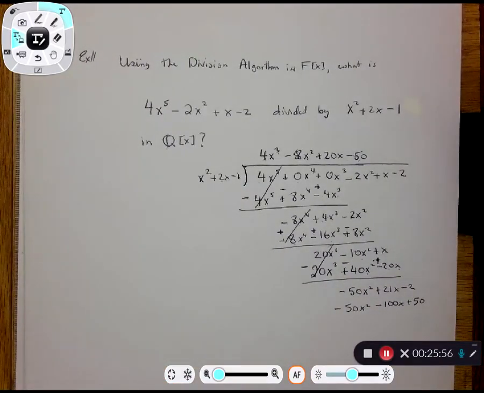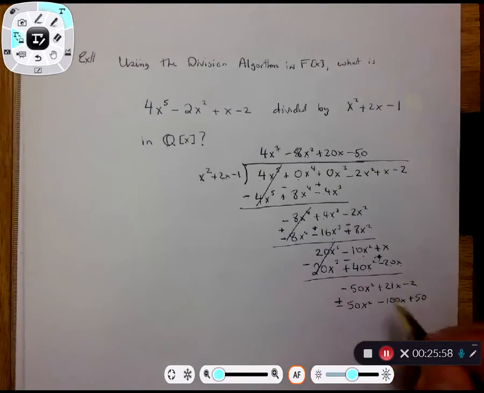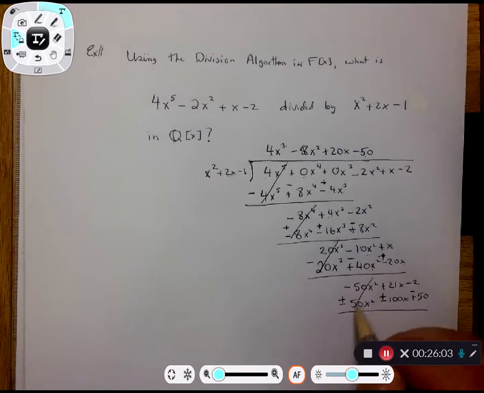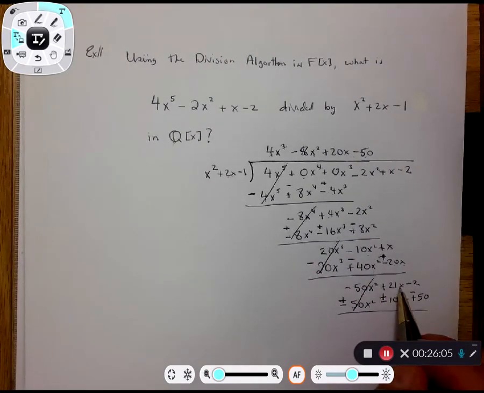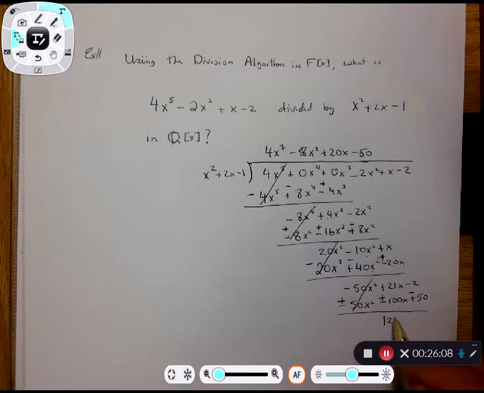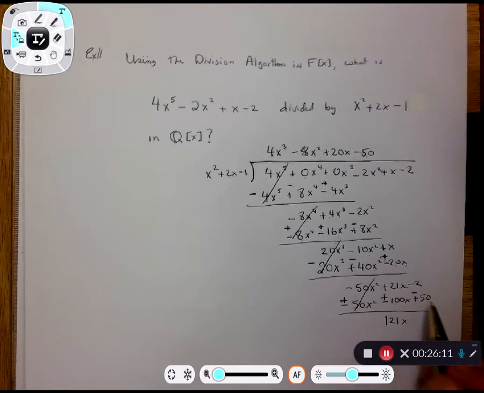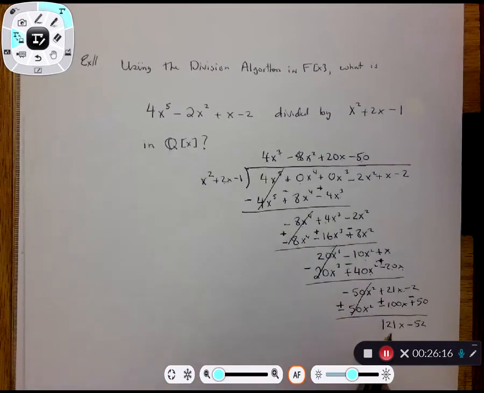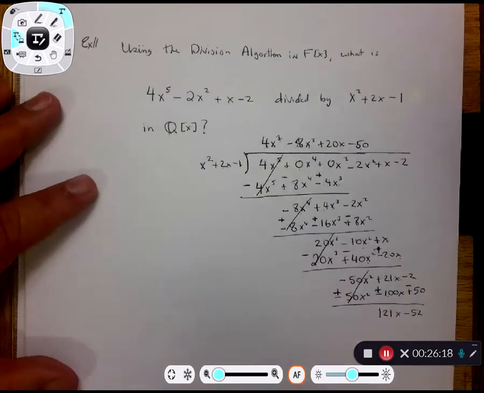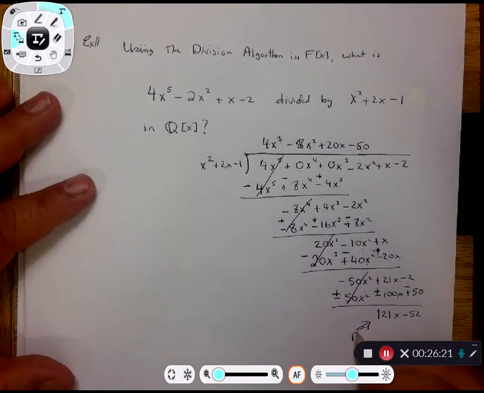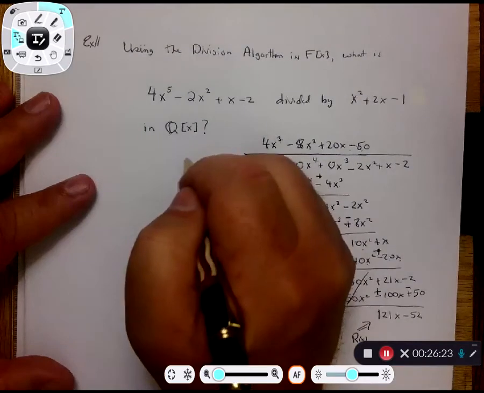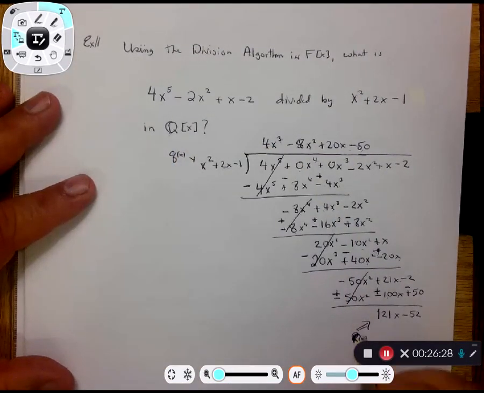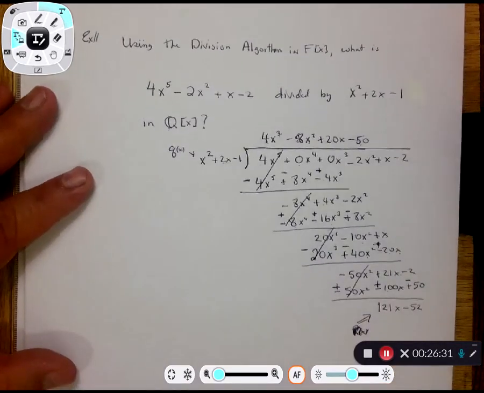And now once again I subtract, which will change my sign. So plus, this one becomes a plus, this one becomes a minus. The first term should always cancel. 21x plus 100x is 121x. Minus 2 minus 50 is minus 52. Since x squared doesn't go into an x term, this is my remainder polynomial. This is my quotient polynomial.